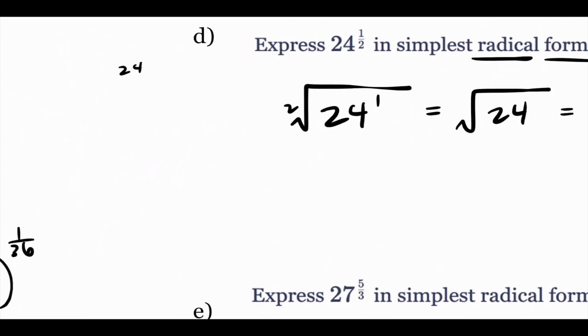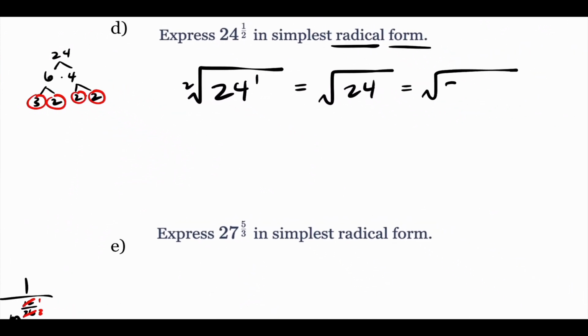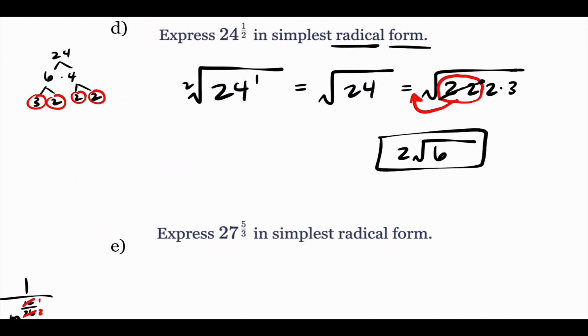So we're going to break down 24. Keep breaking it down until I get numbers that can't be broken down anymore. You should get 2 times 2 times 2 times 3. Because it's a square root, I'm looking for pairs. So I have a pair of twos, and since they're a pair, I only take one 2 out. What's left? Three times two, which is six. Six doesn't have any pairs, so six has to stay on the inside. And you're done. That's just a review from last semester.